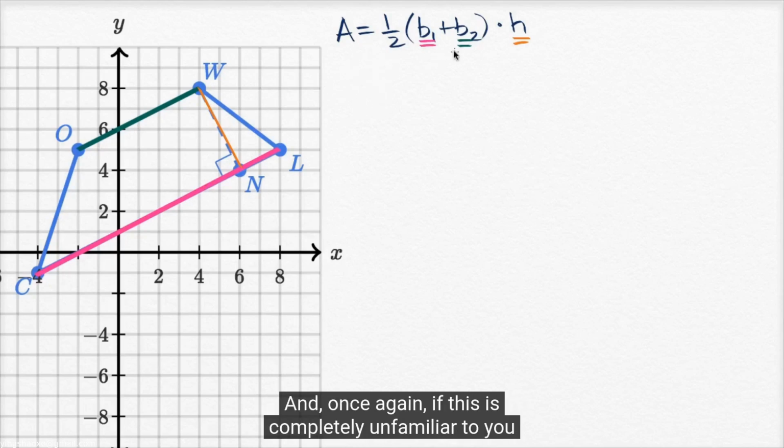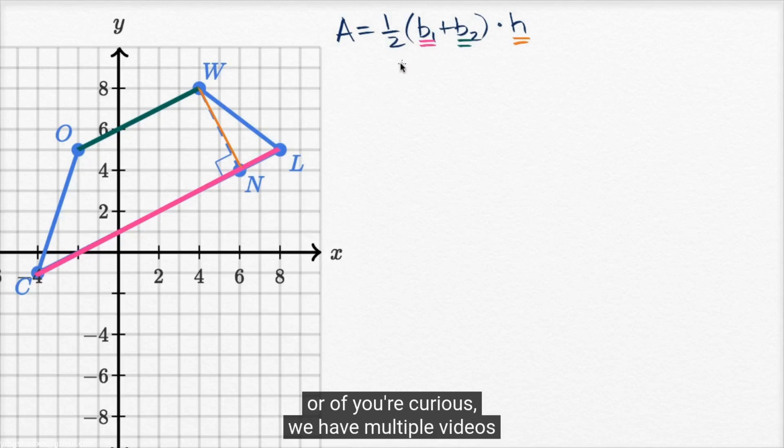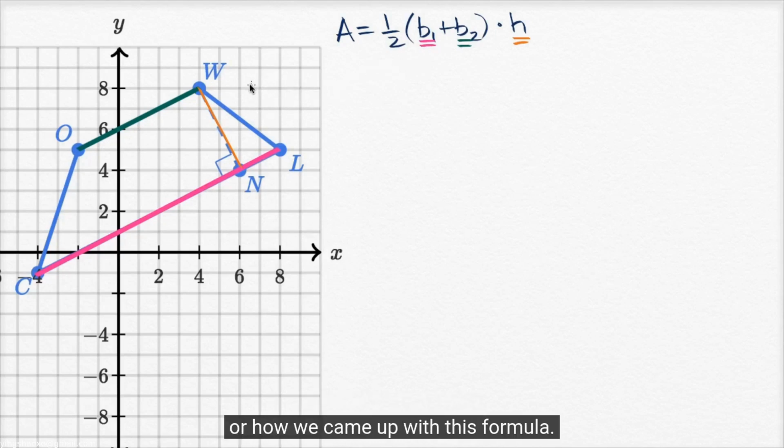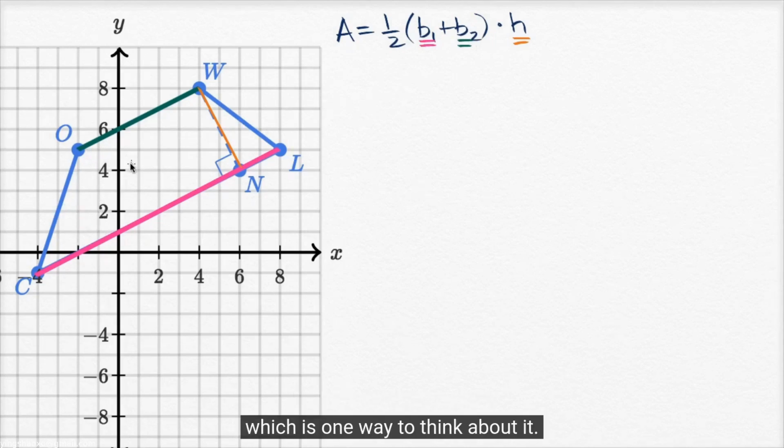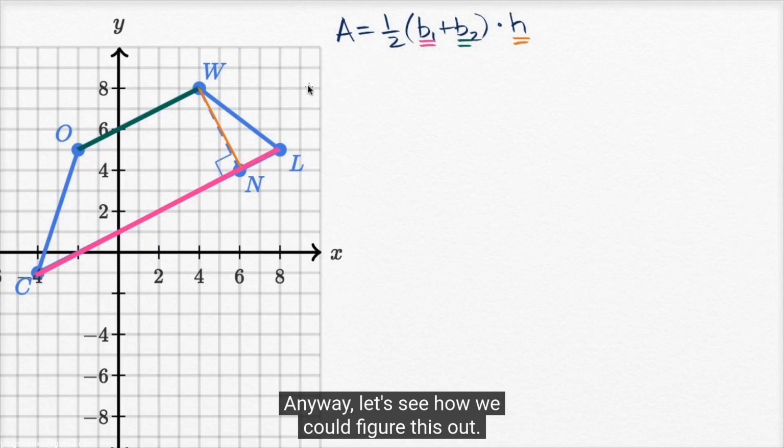And once again, if this is completely unfamiliar to you, or if you're curious, we have multiple videos talking about the proofs or how we came up with this formula. You can even break down a trapezoid into 2 triangles and a rectangle, which is one way to think about it. But anyway, let's see how we could figure this out.